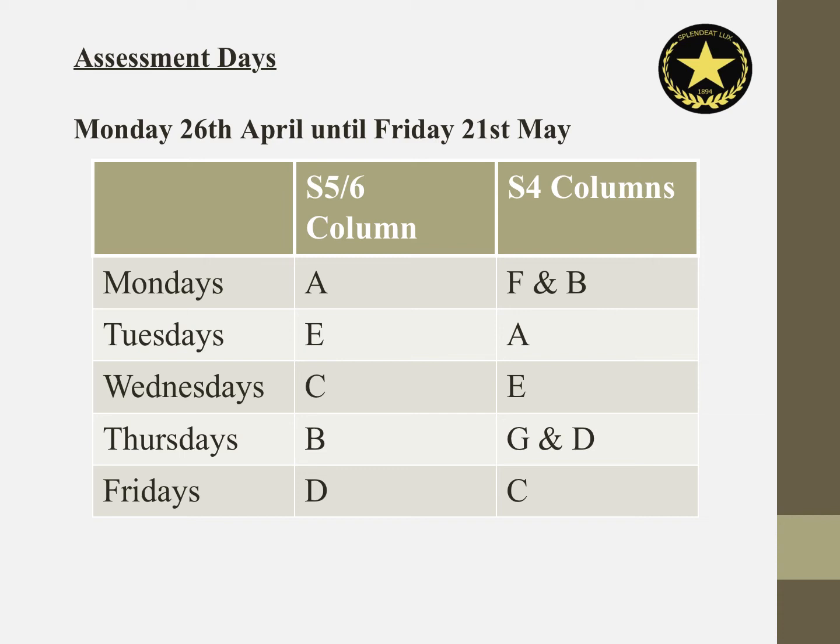In fourth year, pupils choose 7 subjects, so it's not possible to have a column per day. For 2 of the days, we have to have 2 columns. And that means that on a Monday and a Thursday, there is the potential for pupils to have 2 assessments, one in the morning and one in the afternoon.